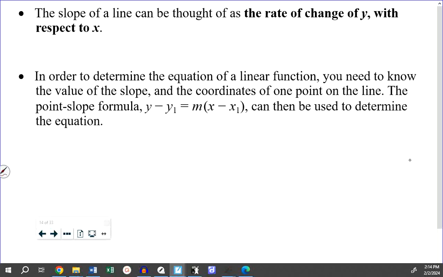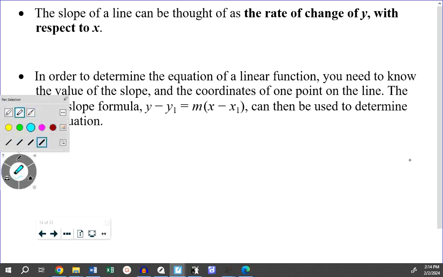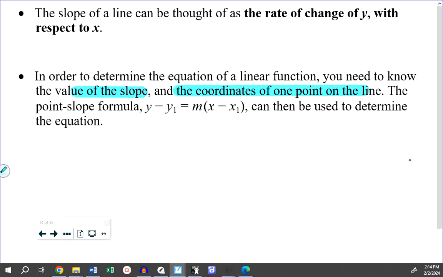Now, in order to determine the equation of a linear function, you do need to always know two things. You can burn this into your memory. The fact of the matter is, regardless of the method you're going to use, you need to know the coordinates of a single point on the line and the slope. And I will show you both methods, and then I will tell you which method I prefer and which method I recommend. You're going to then use this formula.